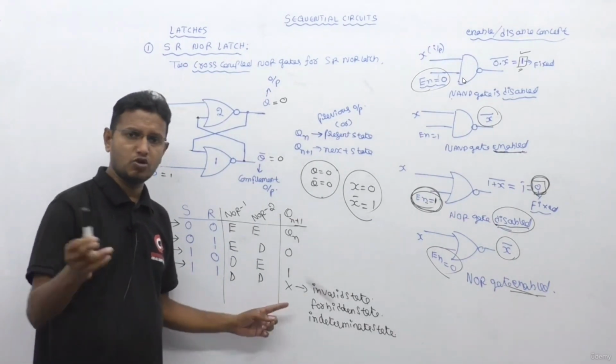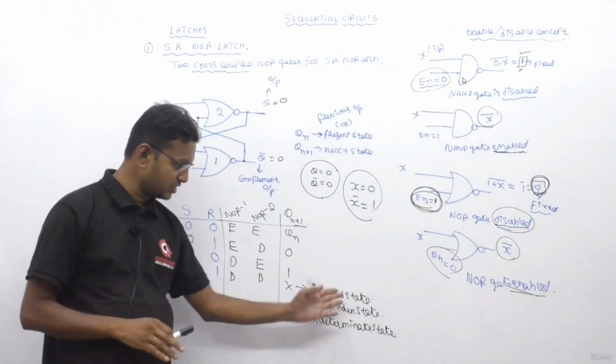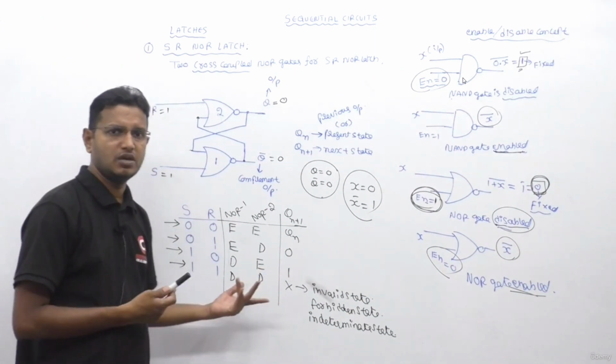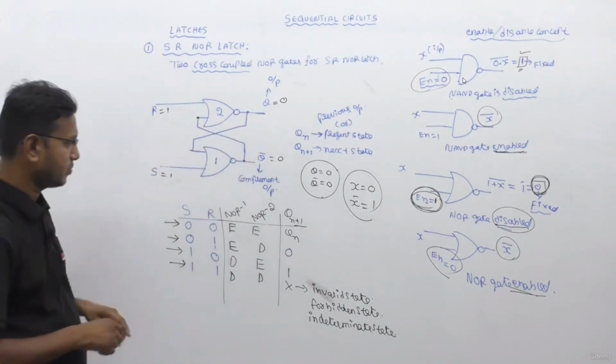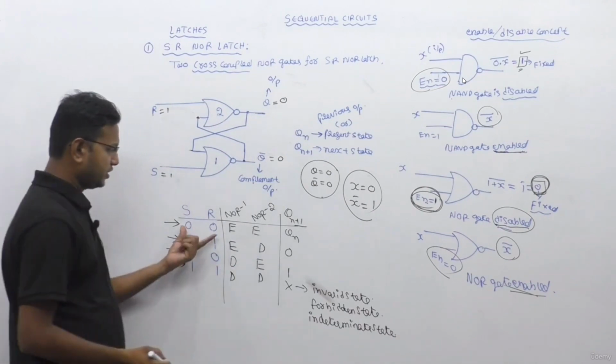Don't think this X is 0 or 1. I don't know what that is. It is a forbidden state, invalid state, indeterminate state. We don't know what it is. If you put 1 or 0, that means you are violating the laws of Boolean algebra. Remember this. Now, look at here carefully.